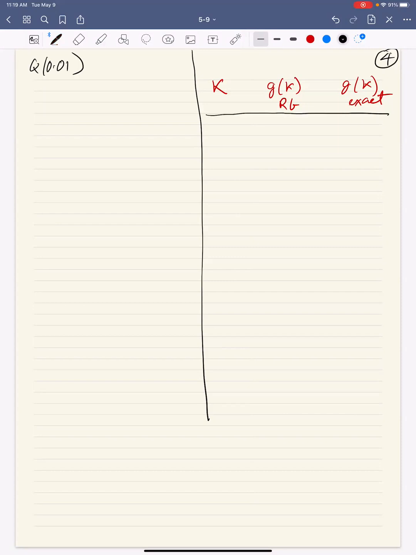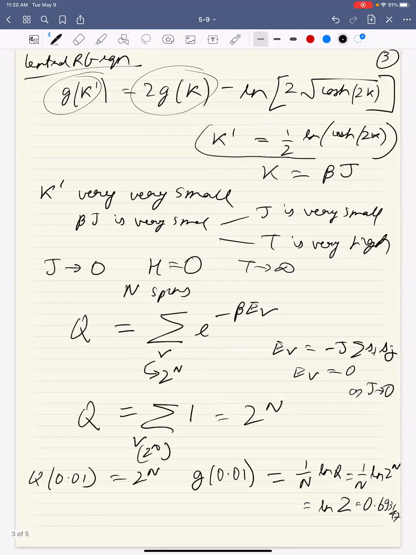So Q of 0.01 is equal to 2 to the power n. And G of 0.01 is equal to ln2, right? So what we want to do now is basically we are starting with K prime is equal to 0.01, right? That's what we did. We set our K prime equal to 0.01, and we are going to back calculate K. So we had this equation, right? Connecting K prime with K. So we are going to use this equation to back calculate K.